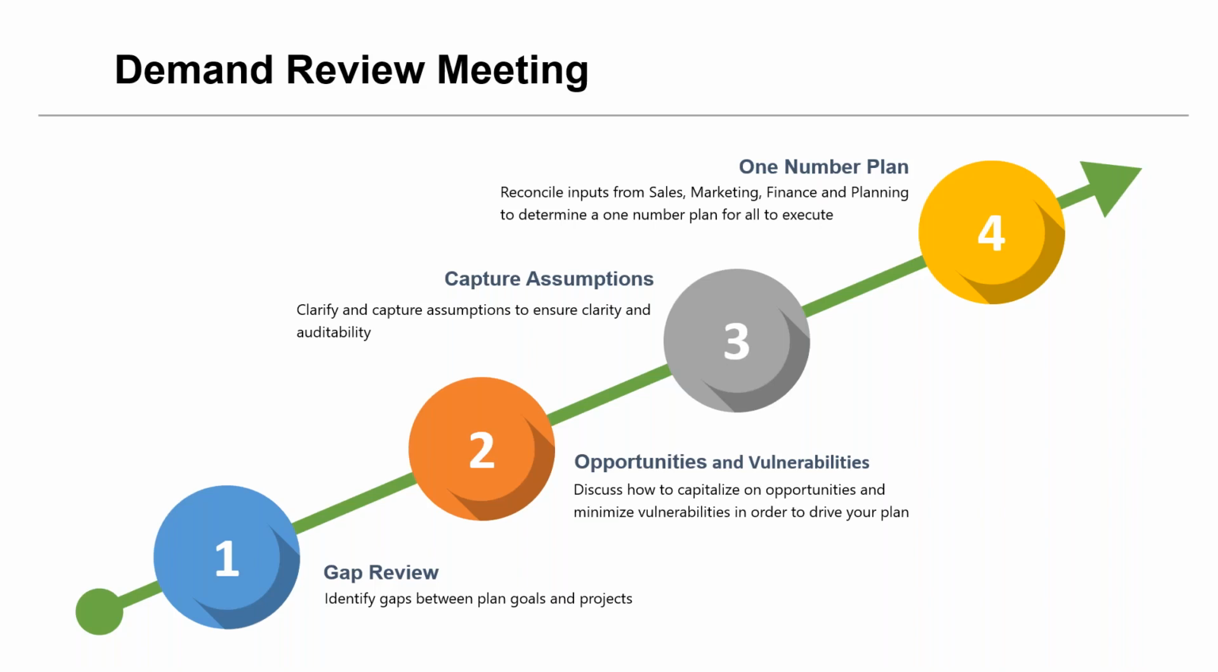And I said it already, but I'm going to say it again and again. The gauge, in my mind, at least one of the primary gauges of success for a demand review meeting is at the end of it, all the different groups walk out with a single number they understand is what you're executing to as a company. Now, it doesn't mean you're always going to like it.